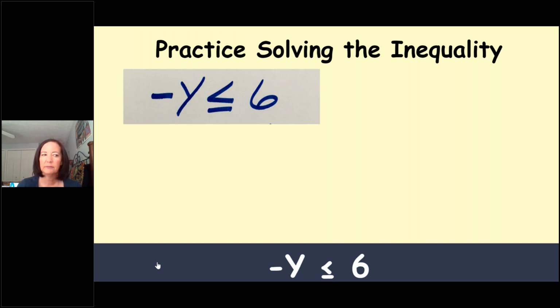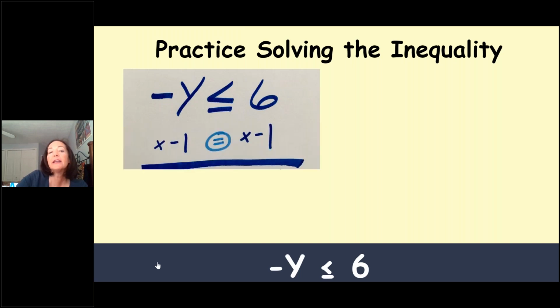So do we divide negative y on both sides and flip the sign? No. Show me first, and then I won't. Okay. So the negative y, in order for it to be just positive y, we're going to have to multiply it by -1. And if we're multiplying the left side of the equation by -1, we have to do the exact same thing to the right side of the equation.